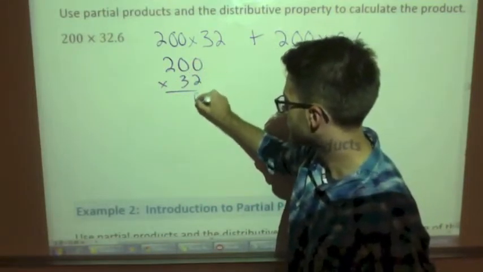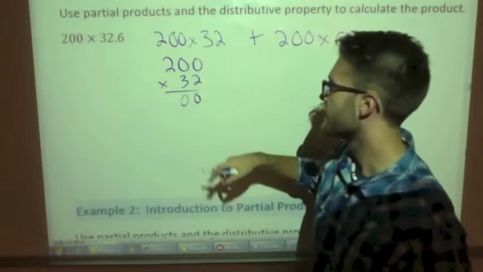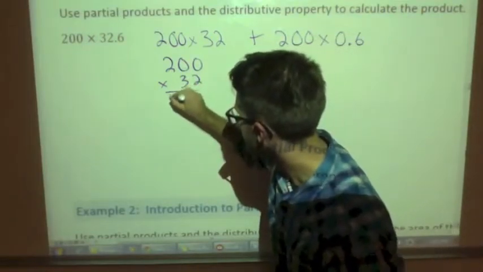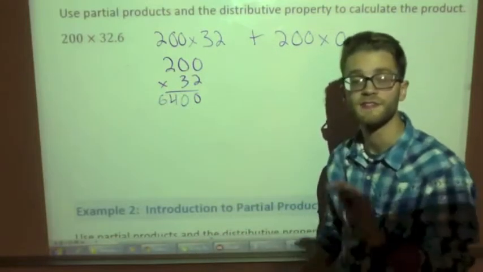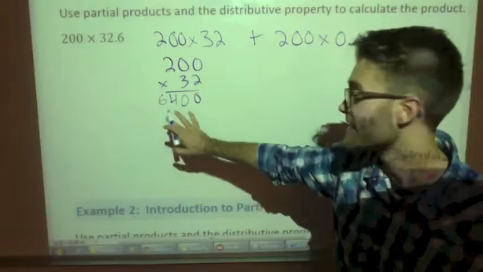So we've got our zeros here, because they all multiply down. We have 2 times 2 is 4, and 2 times 3 is 6. So we've got 6,400. Once again, multiple ways to do that, and that is just fine.